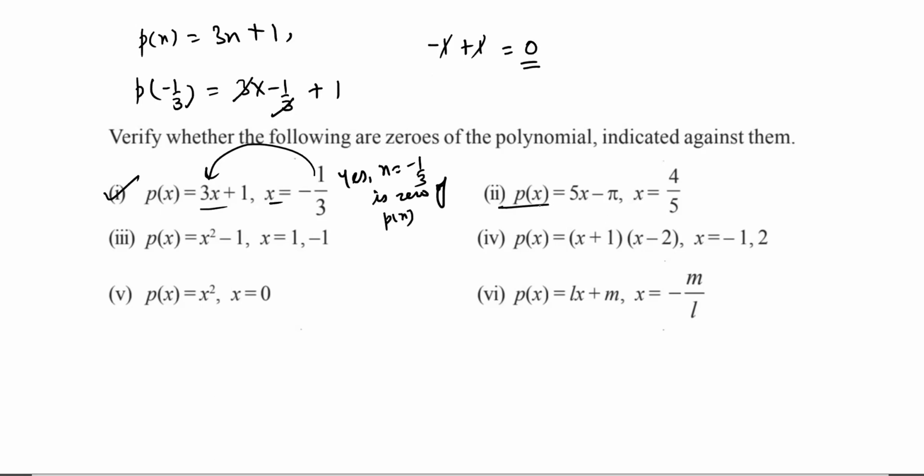Now check this one, whether this is a zero of the polynomial. Sir, I didn't understand. You didn't understand? You just put the value of x as -1/3. If you get the answer 0, then it is a zero of the polynomial. Let me explain with another example. Suppose I have the polynomial 2x square plus 3x plus 5.